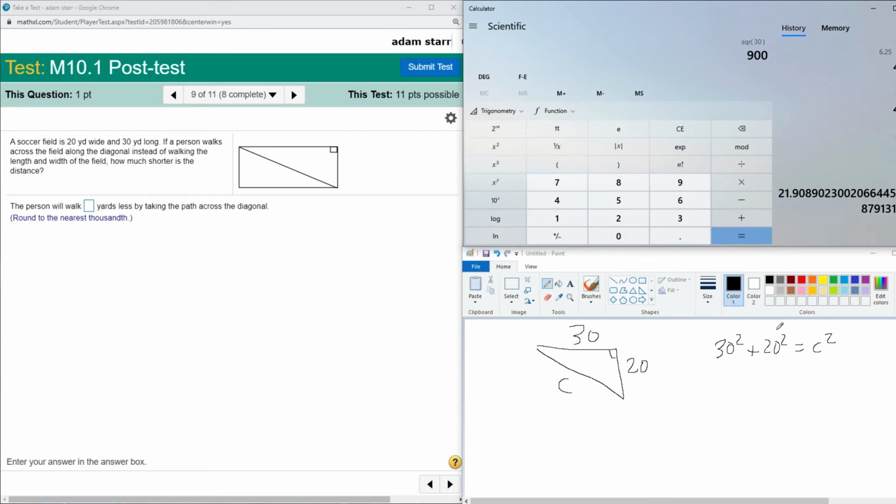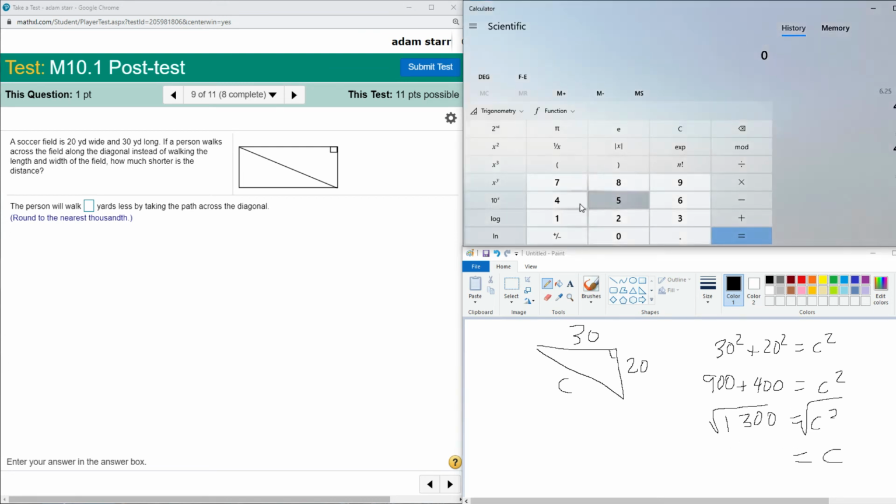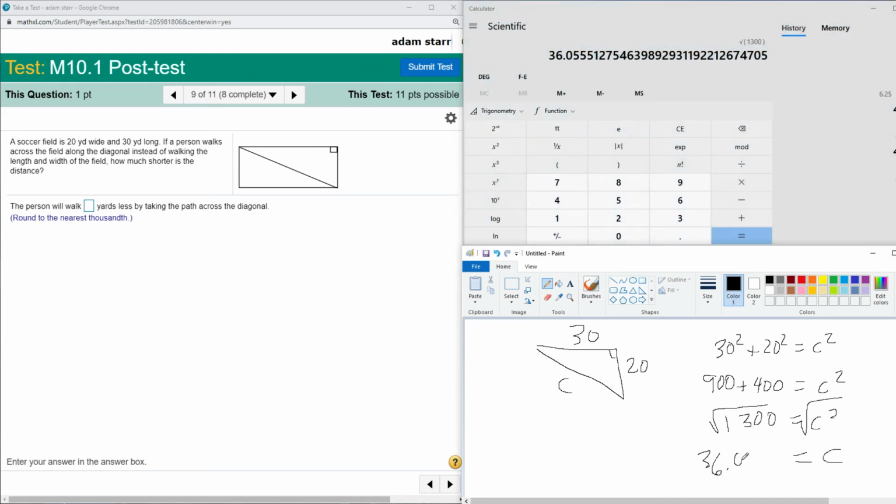Okay, 30 squared is 900. 20 squared is 400. So we get 1300 equals c squared, which means c is going to be the square root, because I'm going to have to square root both these sides. So c is going to be the square root of 1300. Now, this is not a whole number. It is a decimal, and I do not want to round this number yet. Okay, I'm going to write it down rounded, but I'm going to end up keeping it in my calculator.